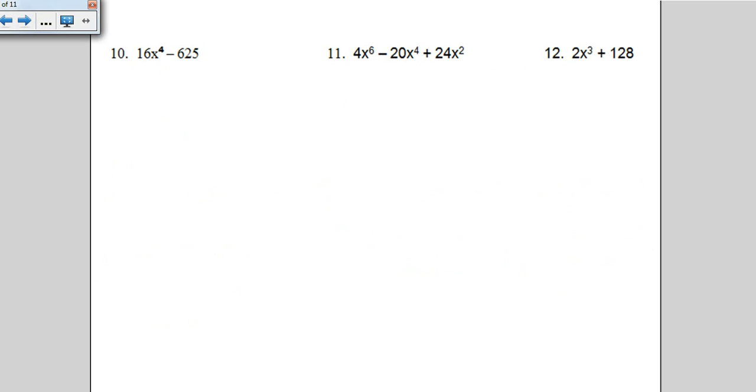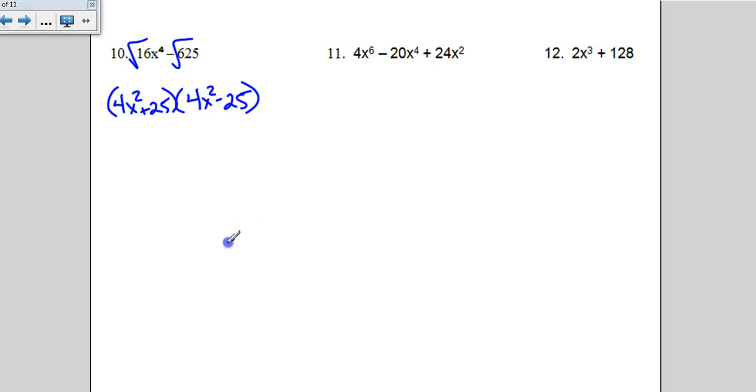Okay, number 10, there's no common terms, and it's 2 terms. So I look at it and I try to figure out if it's cubed or squared, and it's obviously squared. So what we're going to do is we're going to square root both of them, and that's going to give us 4x squared plus 25, and then 4x squared minus 25.